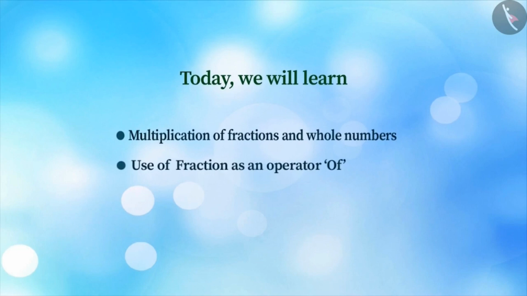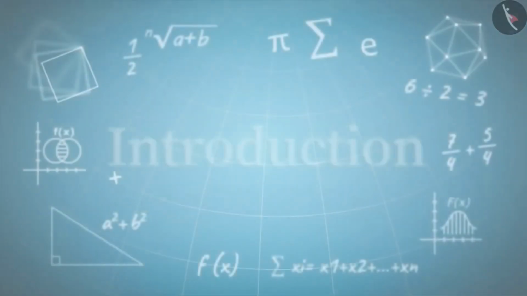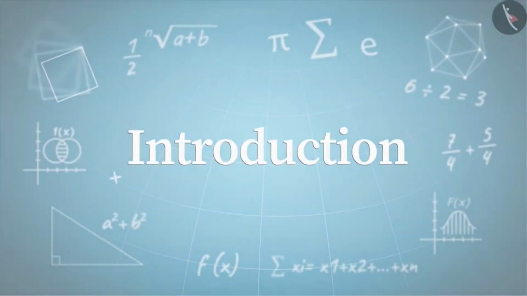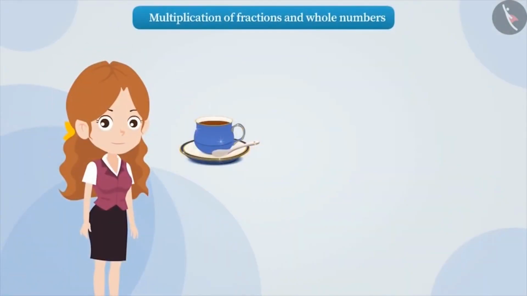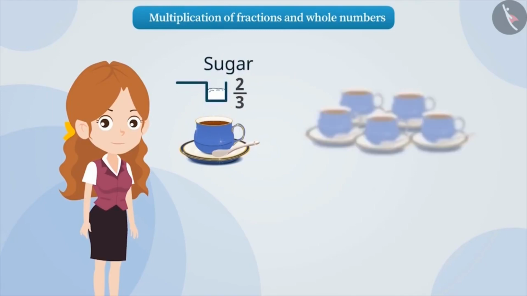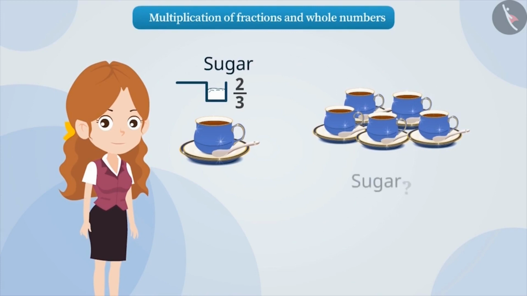Numbers, the use of fraction as an operator of. Nisha makes good tea. To make 1 cup of tea, she adds 2/3 teaspoons of sugar. How much sugar do you think she will need to make 5 cups of tea? Come on, think about it.